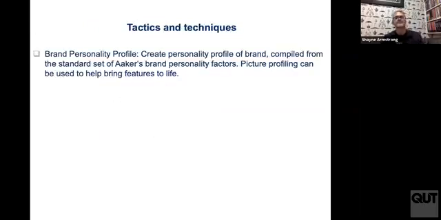All right, so then when you start to get specific, you can start to use these tactics and techniques. I'll go through several of them, and I'll give you some examples.